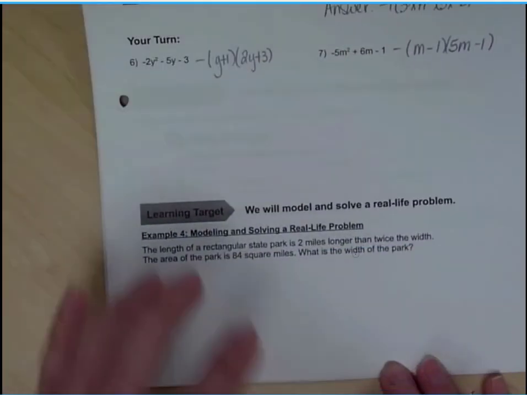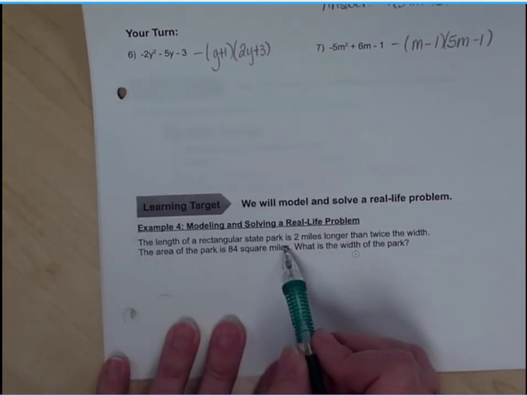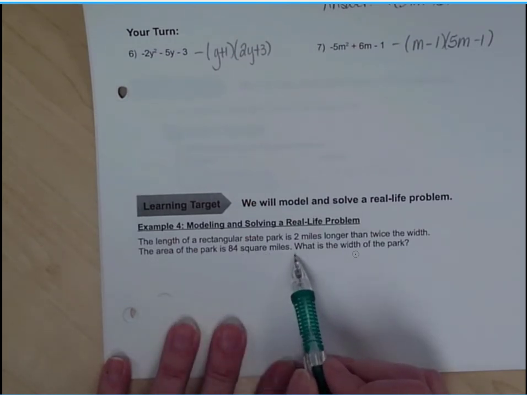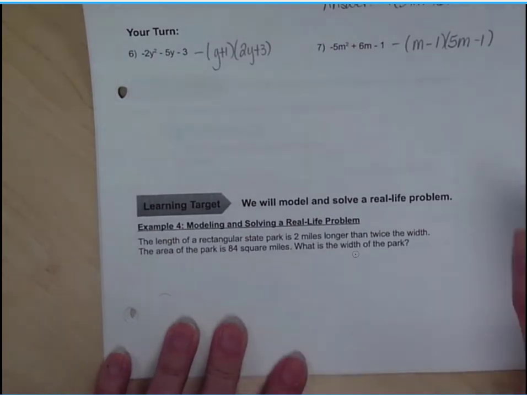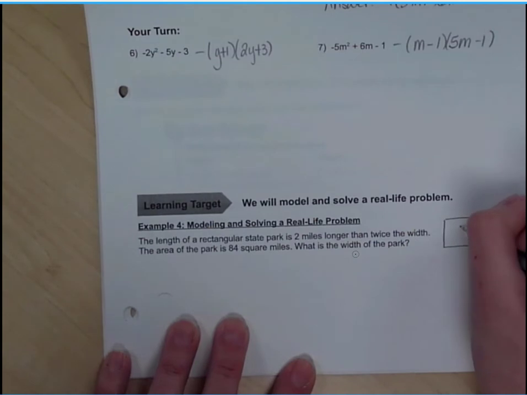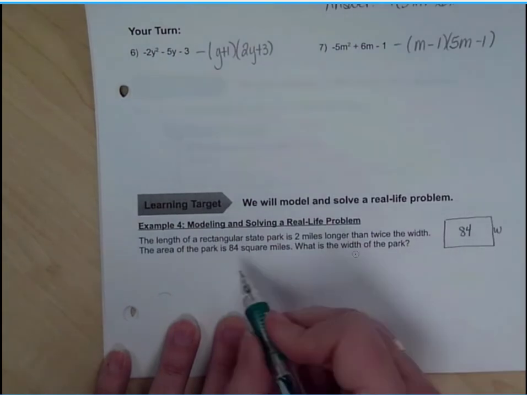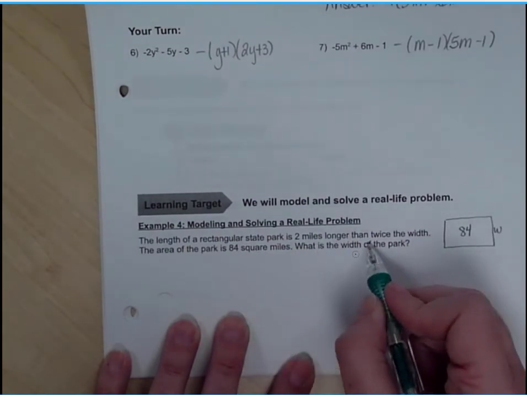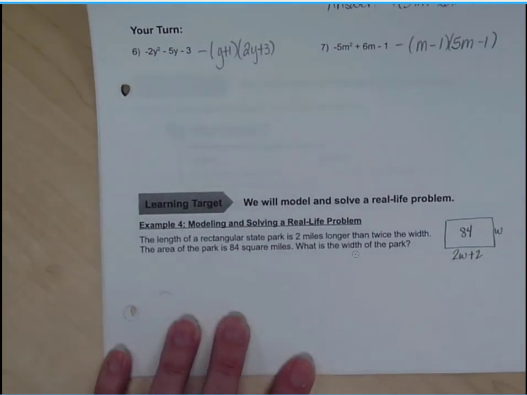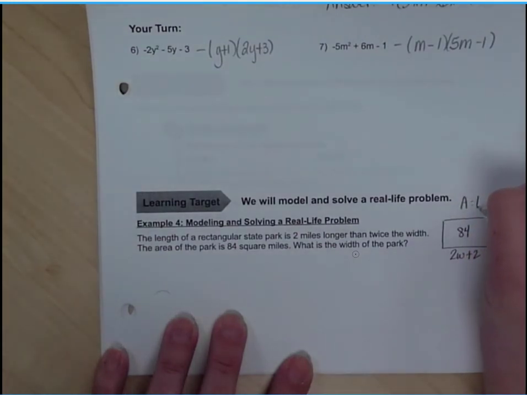All right, so let's take a look at modeling a real-world problem. The length of a rectangular state park is 2 miles longer than twice its width. The area of the park is 84 square miles. What is the width of the park? I have no idea. So I know I've got a rectangular park. The area is 84, and here's my width, and the length is 2 miles longer than twice. So that's twice plus 2. And I know the area is length times width.